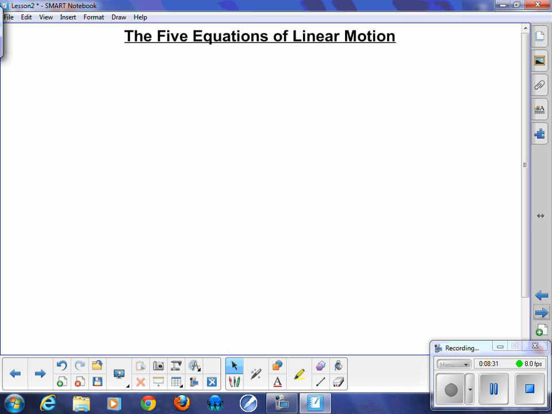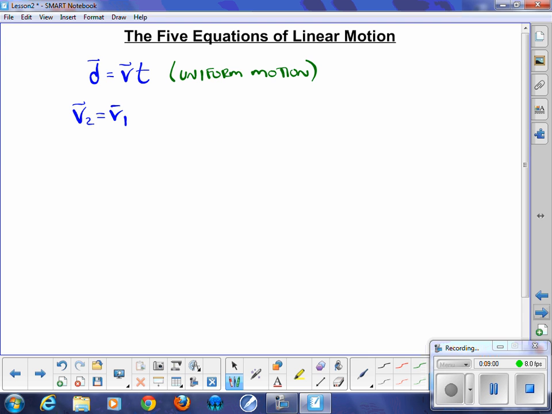Five equations of linear motion. These are the ones from the grade 11 course. It was the first unit, and you had to use them again in the second. So you have your non-acceleration or uniform motion: velocity times time. Beside that, I'm going to write uniform motion. If you have acceleration, then we have a series of equations that helps us with that. We have v2 equals v1 plus a delta t. We have v2 squared equals v1 squared plus 2a delta d.